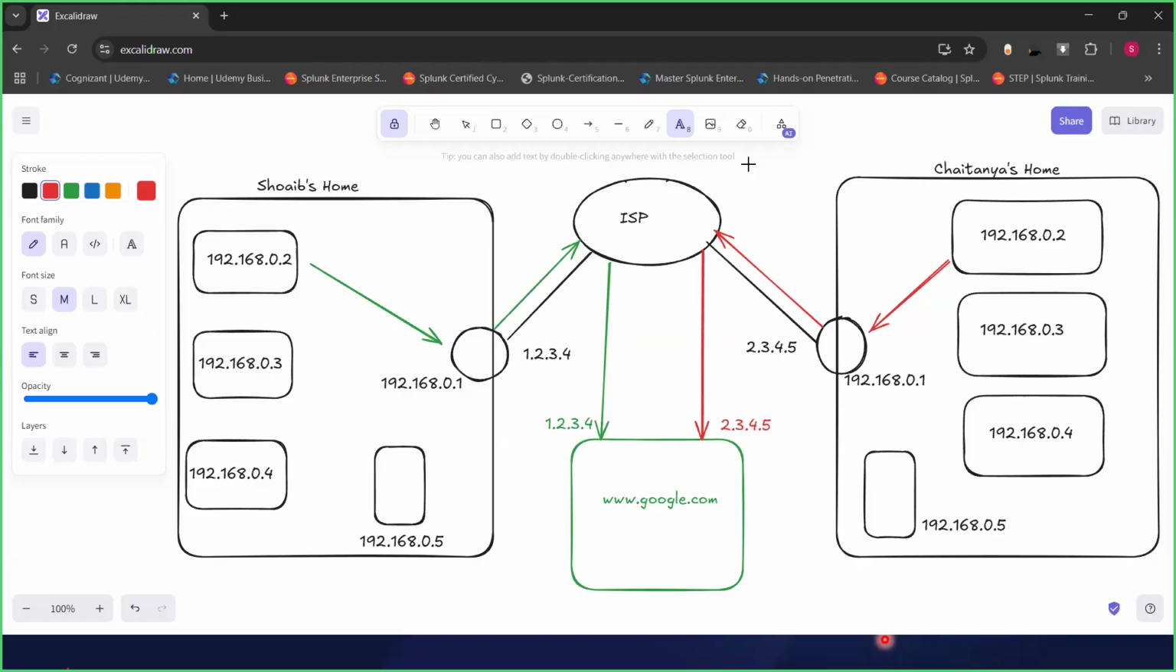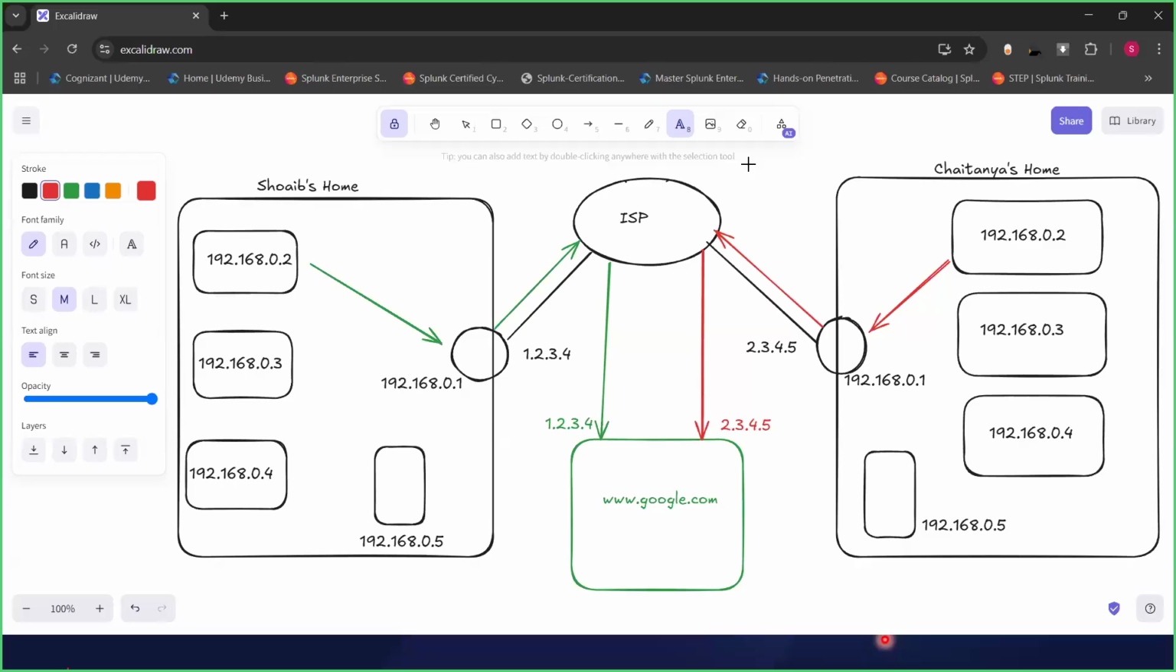Yeah, definitely. Every device on the internet has its own unique public IP. So Google.com has its own unique public IP. Your ISP servers have their own unique public IP. Every IP on the internet, when you talk about public IPs, is unique. Okay, so we'll talk about those later on.